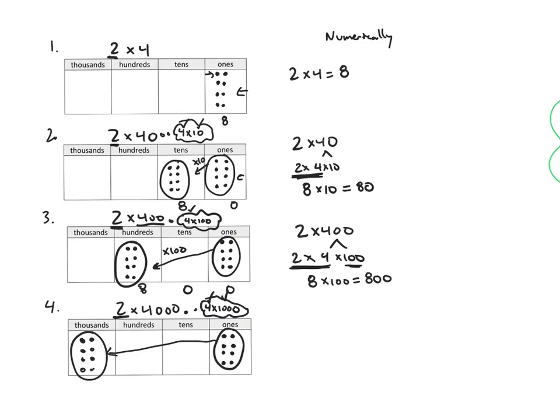Check. So now I have 8 in the thousands place, 0 hundreds, 0 tens, and these ones got moved over, so I have 0 ones as well. So I get an answer of 8,000.